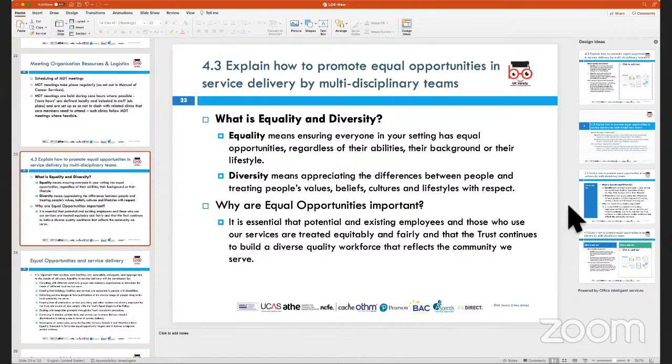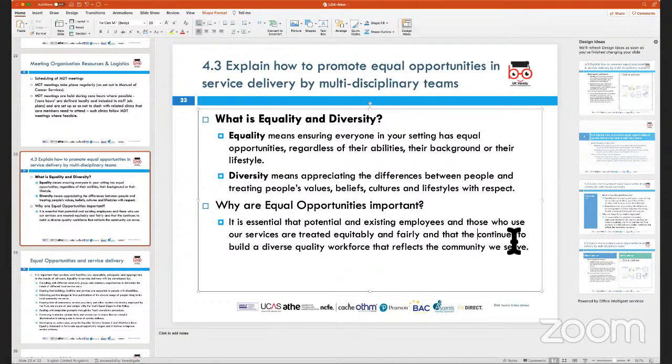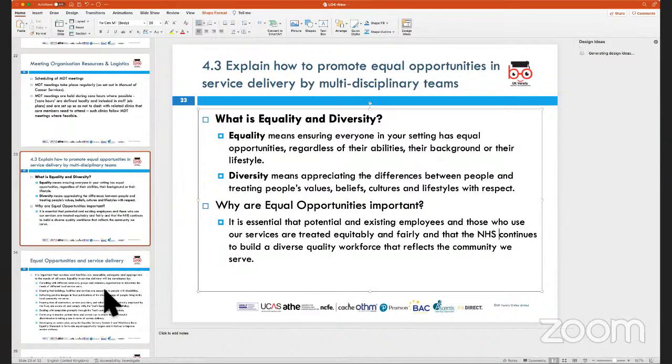Now, why is equal opportunities important? It is important from a perspective that we as employers, or the NHS as an employer, should not have any room for discrimination, and everybody working within the setup and within the National Health Service should be treated equally and fairly. This is something which the NHS in particular continues to ensure, so that it is able to build a diverse workforce that can reflect the community that it serves.